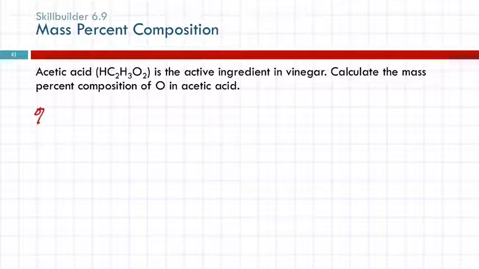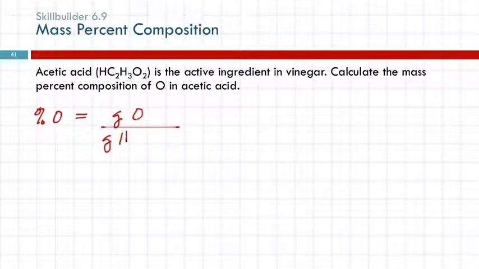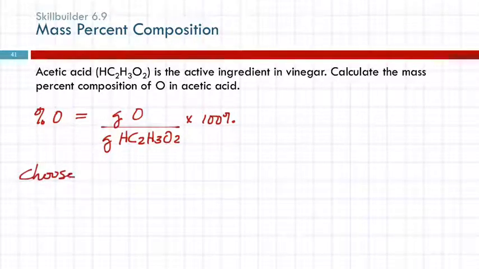So we want percent oxygen. We want grams of oxygen divided by grams of acetic acid times 100. So we're going to choose 1 mole as our size, because it makes everything easy. Let's calculate the mass of 1 mole of acetic acid.